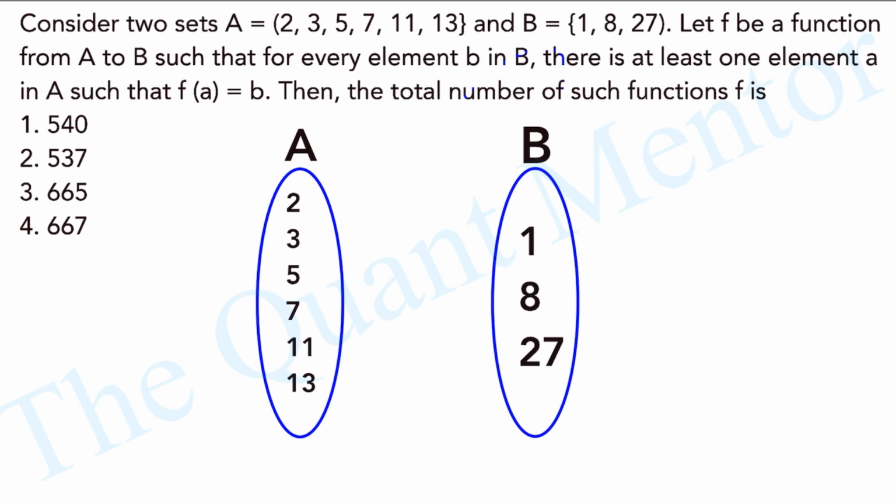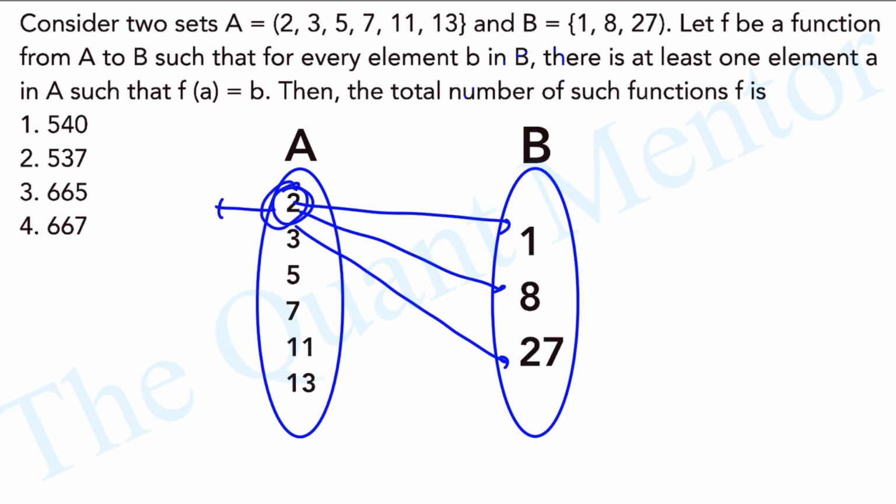Now, every element in set A has to correspond to some element in set B, exactly one element in set B. It can't correspond to more than one element. In that case, it won't be a function in the first place. So every element in set A will have three choices to correspond in set B. So the element 2 has three choices. You can write 2, 1 or 2, 8 or 2, 27.